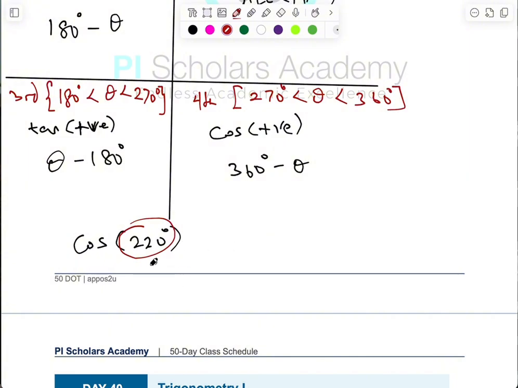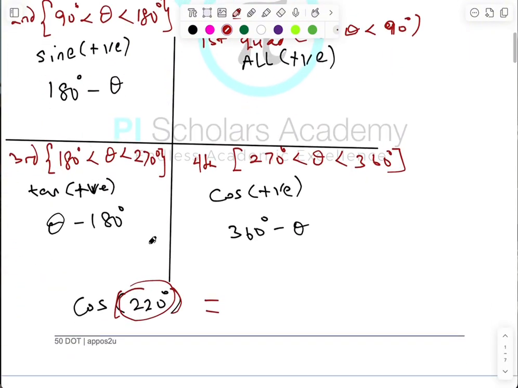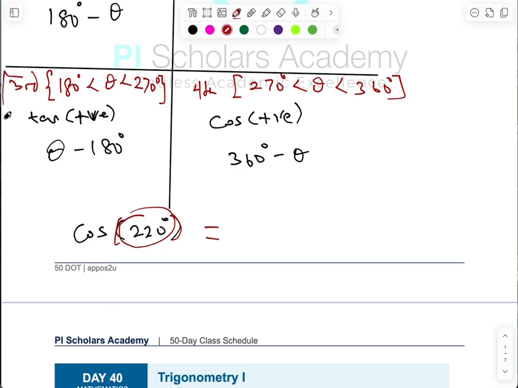The first thing you need to determine is which quadrant 220 degrees belongs to. I think that was the first thing I used as an example. This is first, second, third. It belongs to the third quadrant. You can see that only tangent is positive in the third quadrant. So therefore, this cosine is going to be negative. So you write negative cosine of that angle.